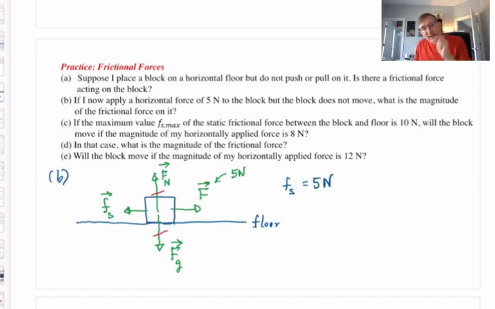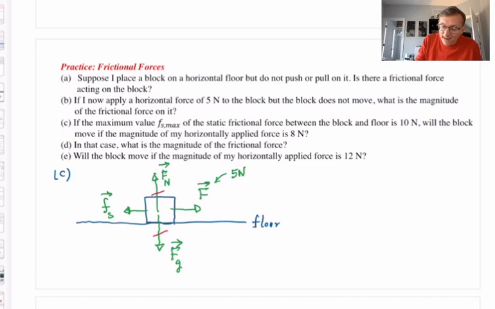Let me tell you now that the maximum value, f s max, of the static frictional force between the block and the floor is 10 newtons. I'm just telling you that fact. Here comes the question. Will the block move if the magnitude of my horizontally applied force is 8 newtons? Pause, think, and come back. Okay. Welcome back.